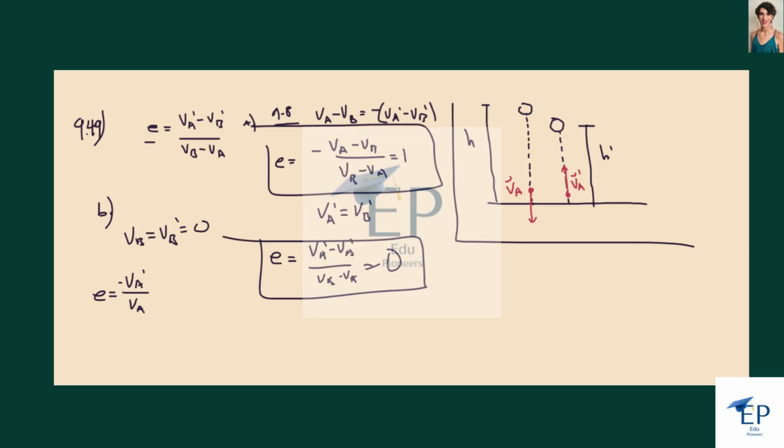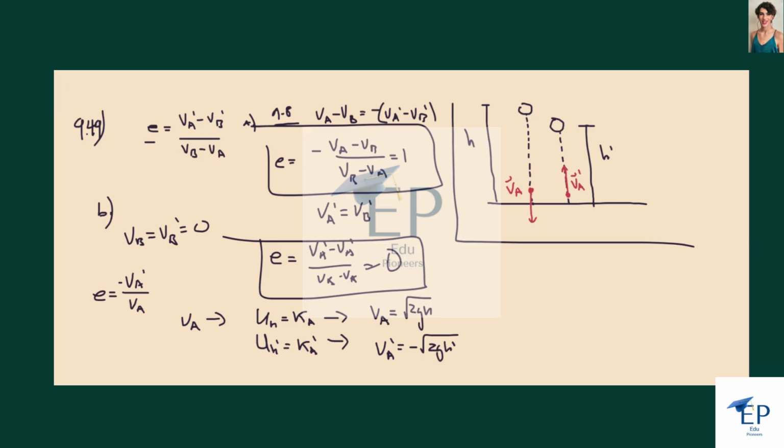Okay. Just as before, we can use energy conservation to write VA, which is just before the collision. We know that the potential energy at height h is going to equal the kinetic energy just before. We also know that the potential energy at height h prime is going to equal the kinetic energy right after. Both of these give us a relation for VA, which is the square root of 2gh, and VA prime is negative square root of 2gh prime.